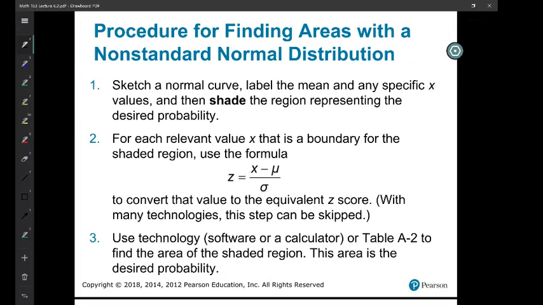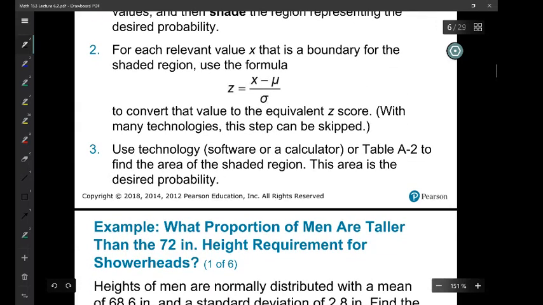So the procedure for finding areas with non-standard normal distribution, it helps to sketch a normal curve and then shade in the region for the desired probability that you're asked to find. And then for each value of x that you need, use your transformation formula. And then you can use technology to find the associated areas for those regions.